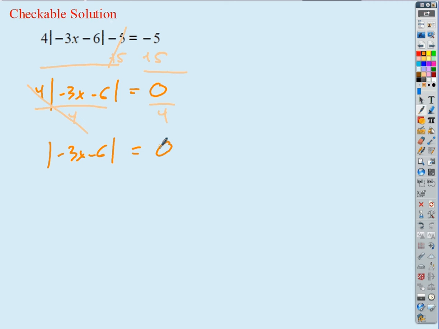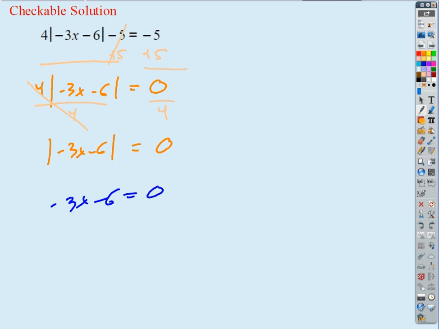Now normally if that were like 10, we'd get whatever's inside equals 10 or whatever's inside equals negative 10, right? But in this case, positive and negative 0 doesn't make any sense. We just get 0. So we come up with a single equation, but now it's a regular equation. Right? It's no longer absolute values, so we can just proceed with normal algebra.